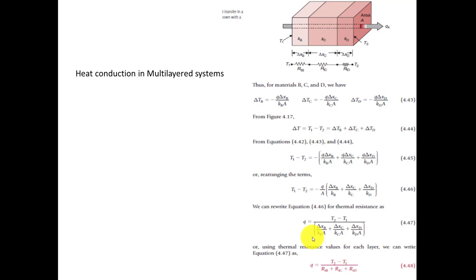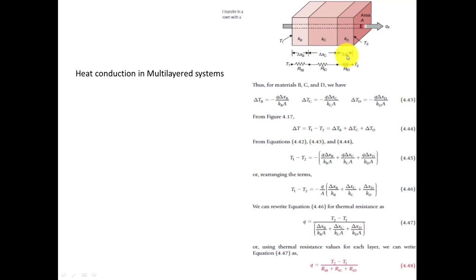This is another case in which there is a rectangular slab, and this rectangular slab is made up of three different materials, so their thermal conductivity will also be different. Like here it is kb, kc, kd. Fine. So their thicknesses are delta xb, delta xc, and delta xd.